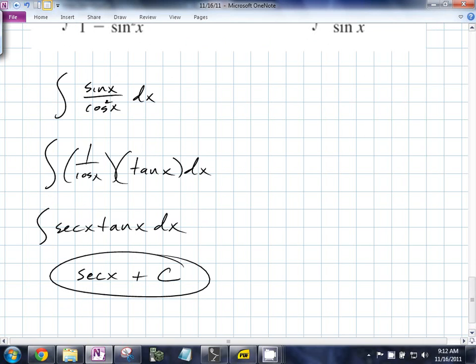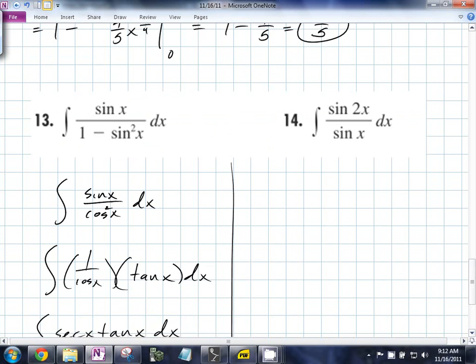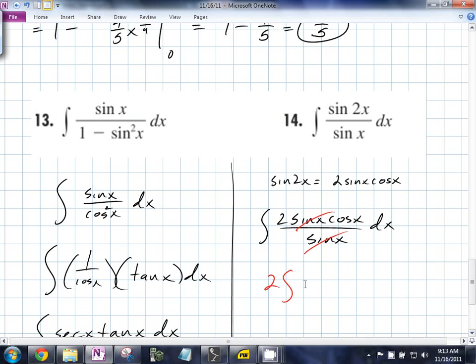Going back up to my problem here, what do you have to do on this one? Yeah, you need to remember that sine 2x is equal to what? 2 sine x cosine x. You have to remember that. At minimum, you need to recognize that sine 2x equals something else and go look it up. In this case, it simplifies really nicely. So you have 2 sine x cosine x over sine x dx. What cancels? Sine x. You get 2 times the integral of cosine x dx. The derivative of what is cosine x? Sine. So it's 2 sine x plus c. Done.